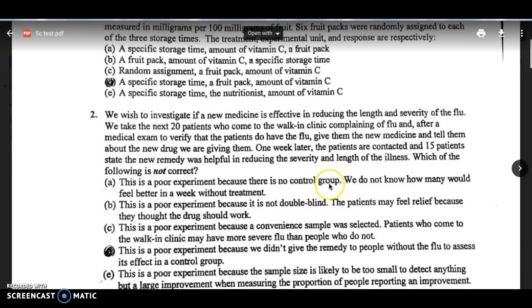Question 2 says, we wish to investigate if a new medicine is effective in reducing the length and severity of the flu. We take the next 20 patients who come to the walk-in clinic complaining of flu, and after a medical exam to verify that the patients do have the flu, give them the new medicine and tell them about the new drug we are giving them. 1 week later, the patients are contacted, and 15 patients state that the new remedy was helpful in reducing the severity and length of the illness. Which of the following is not correct?